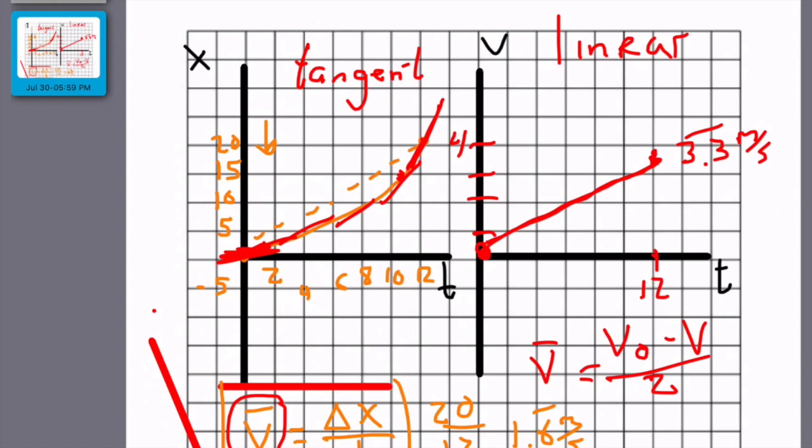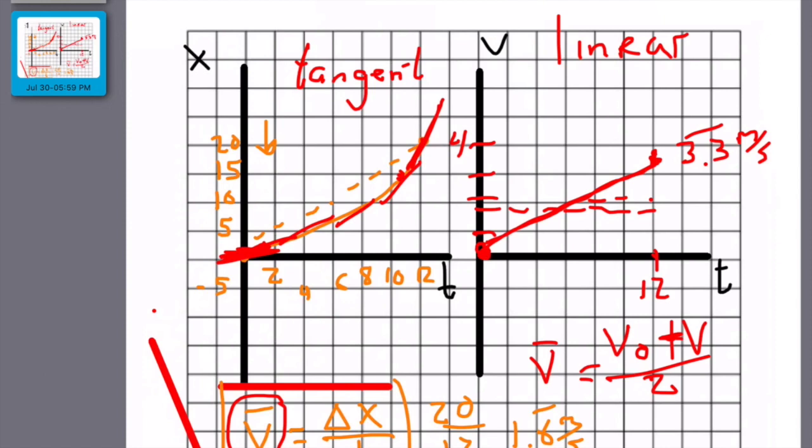So the average of 3.33 and 0 is 1.66. All I did was I took 1.66 times 2 and added 0 to it. I'm sorry, I've got that wrong. That's V0 plus V. I'm screwing up there. So here's V average, 1.6 repeating. Okay. During the first half, it's going slower than 1.6. Then it passes that average. Then it's going faster than 1.6 repeating.